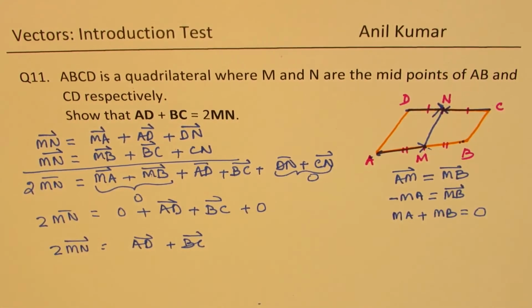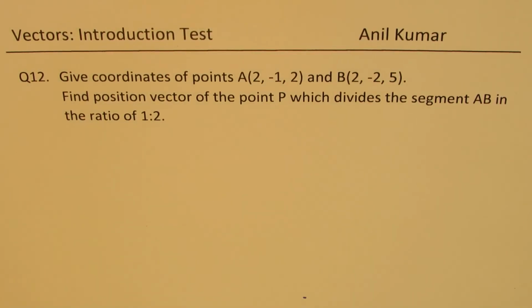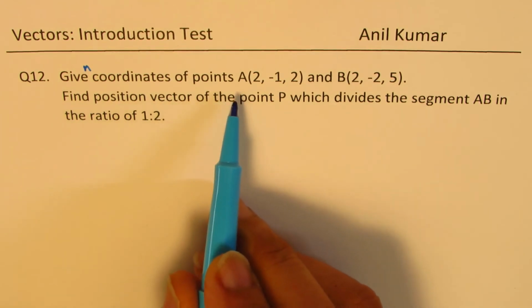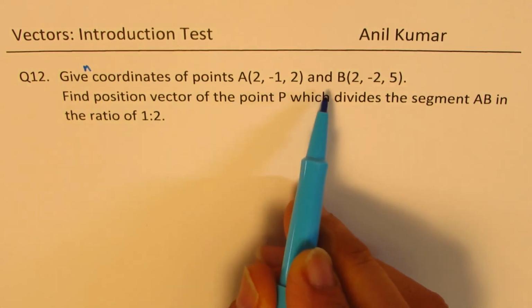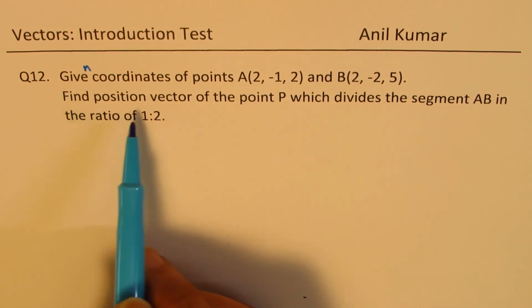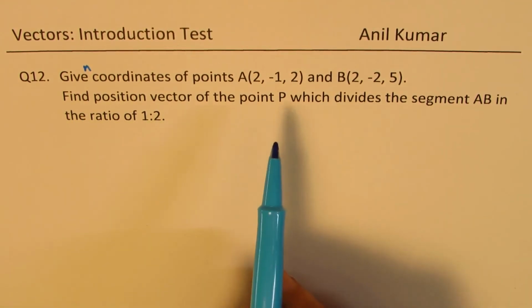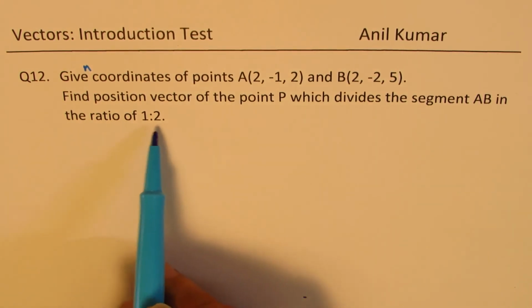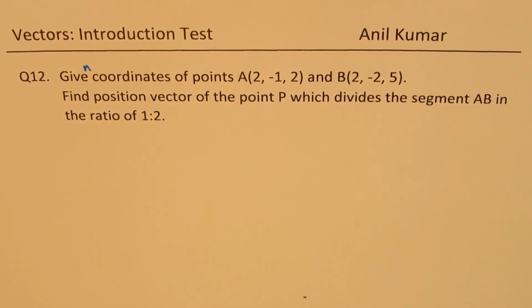Now let's take the last example, number 12. Given coordinates of points A (2, -1, 2) and B (2, -2, 5), find the position vector of the point P which divides the segment AB in the ratio of 1:2. You can always pause the video, answer the question, and then look into my suggestions.